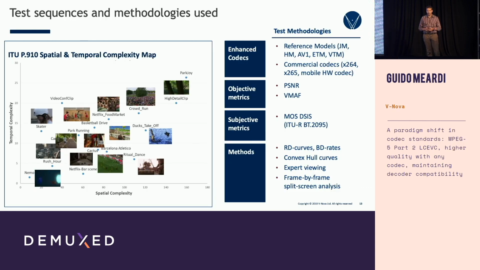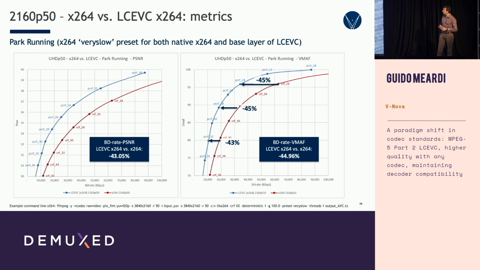Well, at MPEG, there was about a year of tests where we could actually test quite a lot of stuff. In this chart, aside from the details, what it says is that there were a lot of clips tested across the whole range of temporal complexity, spatial complexity, natural sequences, synthetic sequences, etc. And the approach was also tested enhancing a range of codecs, going from reference models for pretty much all codecs to actually commercial codecs as well, like x264, x265, and even mobile hardware codecs. And methodologies that go from objective, subjective, with methods that go from RD curve to convex hull to expert viewing, etc. The results are actually quite promising and pretty consistently good.